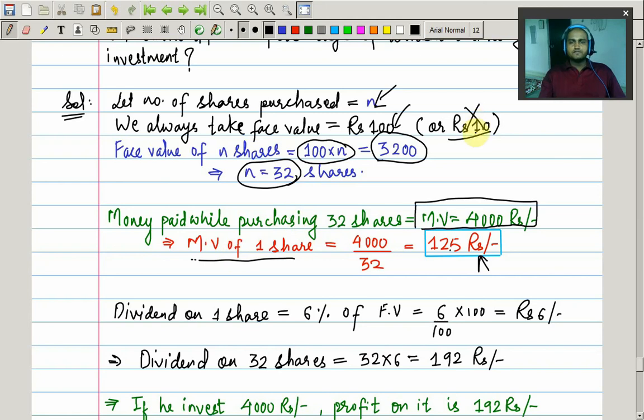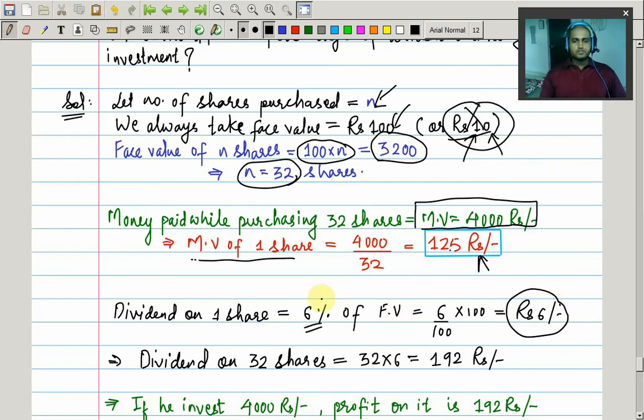So what I've said with this, if you take face value 10, the numbers will be changed accordingly. So I've said 12.5. Let's just forget that. Okay. So market value of one share is 125. Dividend on one share is 6% of face value. This will be changed if you take face value rupees 10.